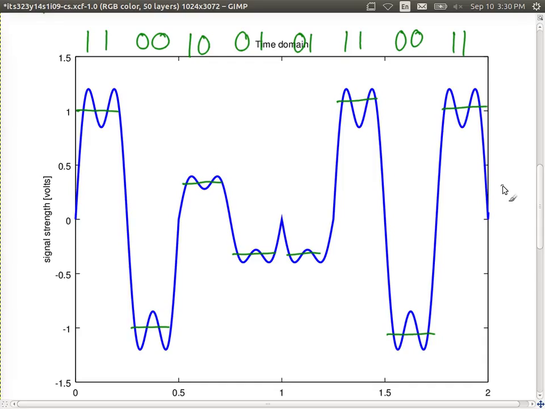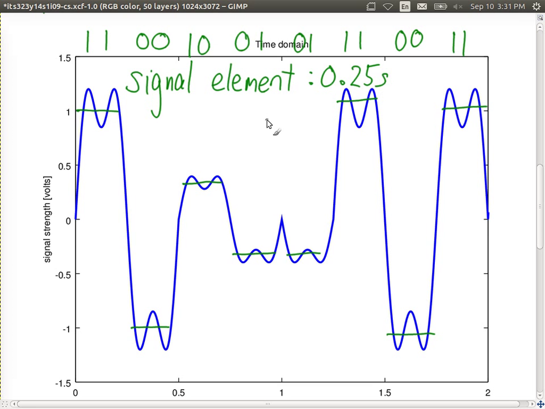The frequency, if you look at the signal, here's one repetition in half a second. There are two repetitions in 1 second. That is, it's still a 2 hertz signal. Or better, a signal element still lasts for a quarter of a second. Same as before. So within 1 second, there are 4 signal elements. But the way that we gain the data rate is that for each signal element, we send 2 bits.